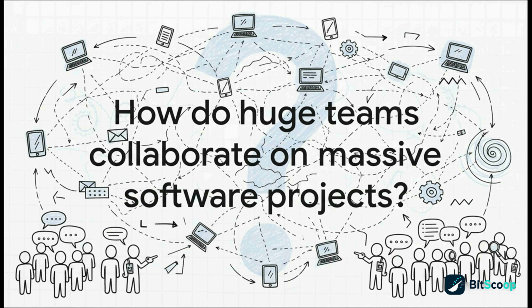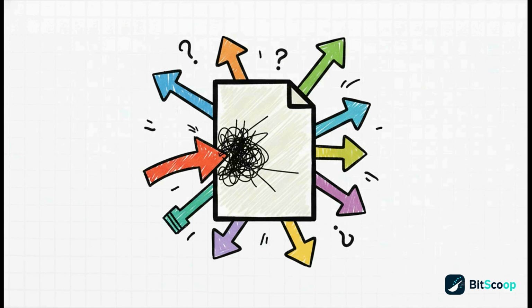So let's start with a big question. Have you ever really thought about a huge project like Windows or Linux? You've got literally thousands of people all over the world writing millions and millions of lines of code. How on earth does that not just completely collapse into a mess? Because, without the right system, it would be total chaos.